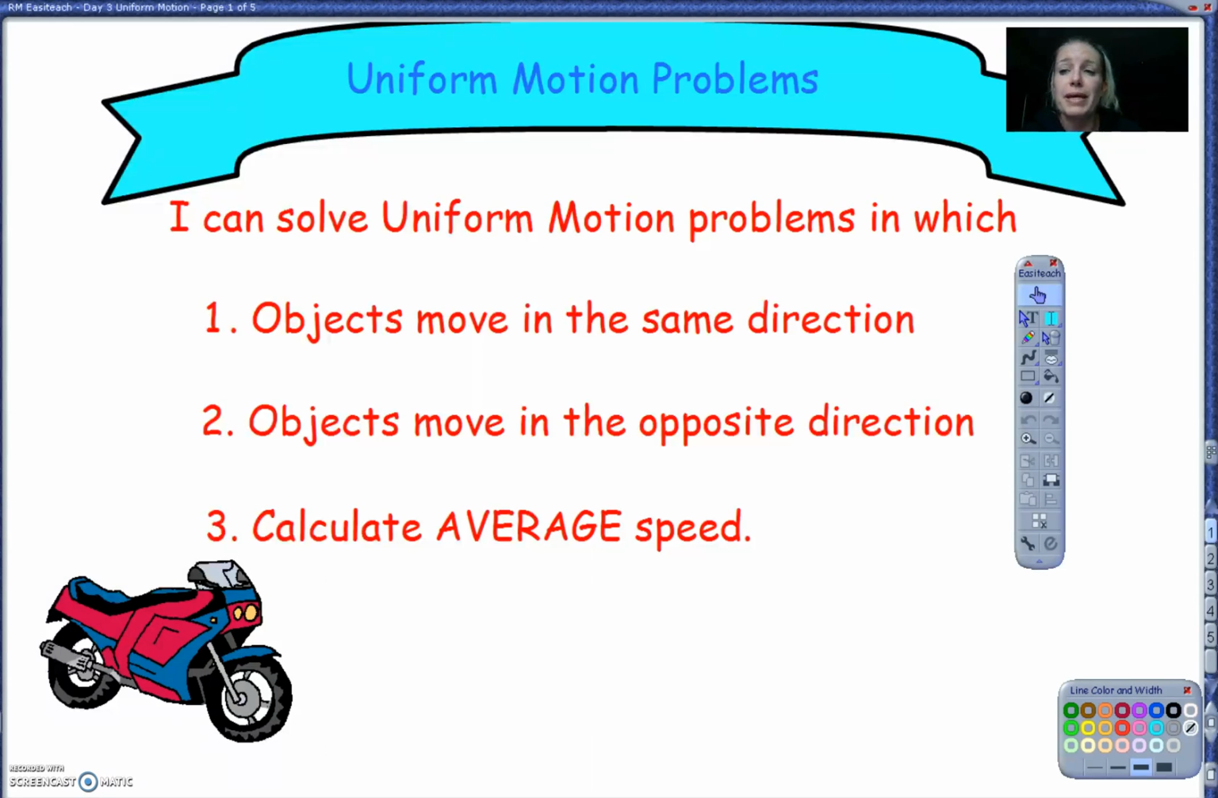We're going to go through 3 basic types. The ones that you see where objects are moving in the same direction, objects are moving in opposite directions, and then we're going to learn how to calculate average speed. Okay.